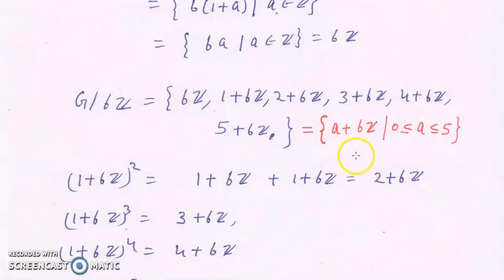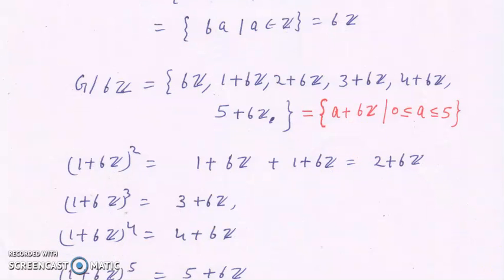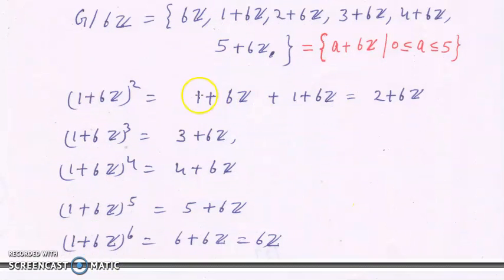One more interesting thing with this example is that let's take 1 + 6Z and square it. Because the operation is addition, it will become (1 + 6Z) + (1 + 6Z), so 2 + 6Z. If you cube it, then you will have 3 + 6Z. If you take the 4th power, it will become 4 + 6Z, and similarly the 5th power will become 5 + 6Z. The 6th power will become 6 + 6Z, that is 6Z.